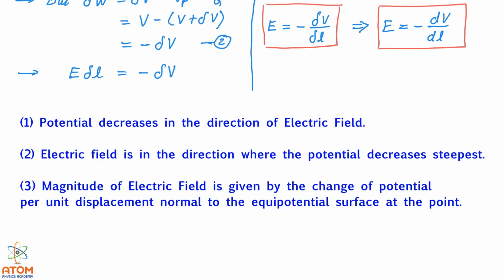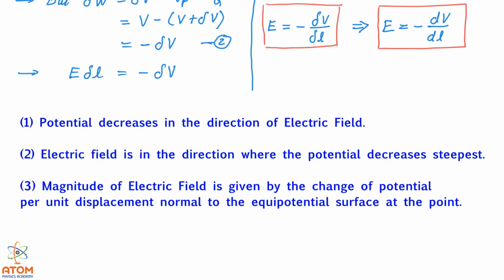Second fact is that the electric field is in the direction where the potential decreases steepest. It means the electric field is always in the direction where the potential decreases steepest, meaning fastest. So obviously it means that the electric field will be perpendicular to the equipotential surface. Then only it is possible that the potential can decrease fastest.